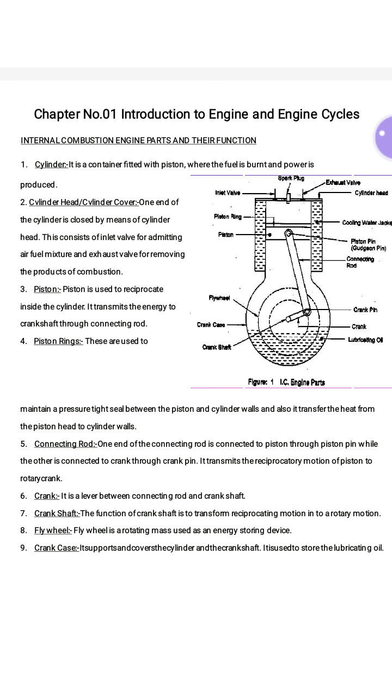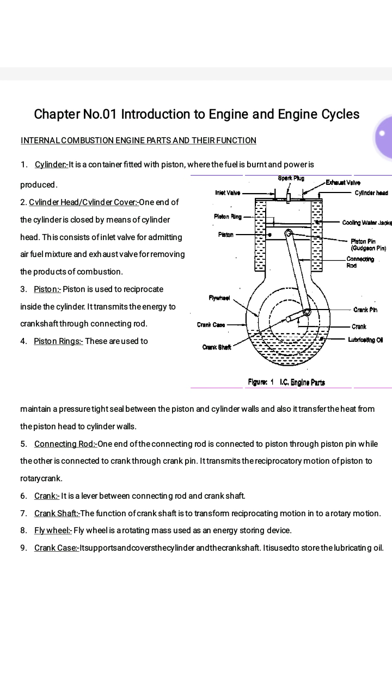Next component is the crank. The crank is a lever between the connecting rod and crankshaft. This crank converts the reciprocating motion of the piston into rotary motion. Next, the crankshaft. The function of the crankshaft is to transform reciprocating motion into rotary motion, and it is also called the output shaft, where we get output from the engine.